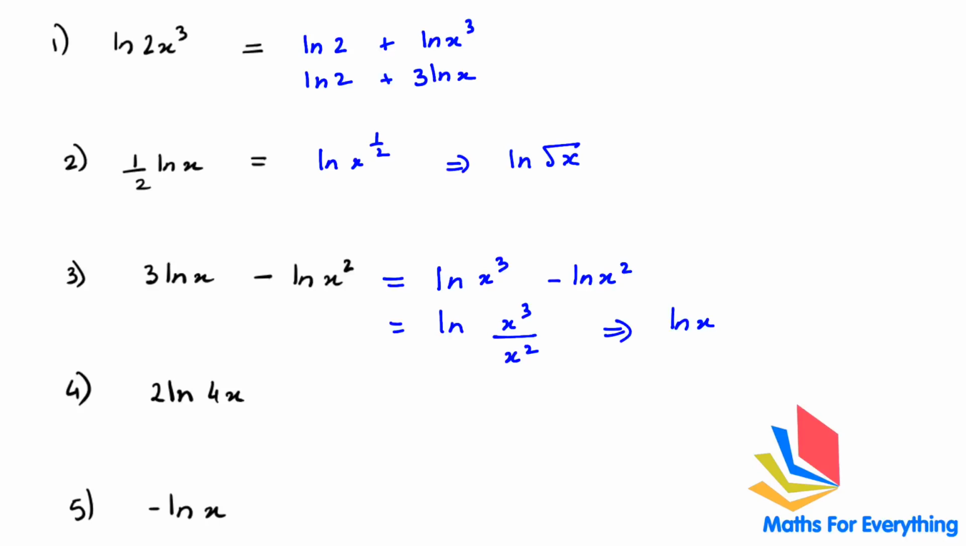The next one is 2 ln 4 plus 2 ln x. The 2 is for both the terms which you have here. This will give you ln 4 to the power of 2 plus ln x to the power of 2, which is ln 16 plus ln x squared.